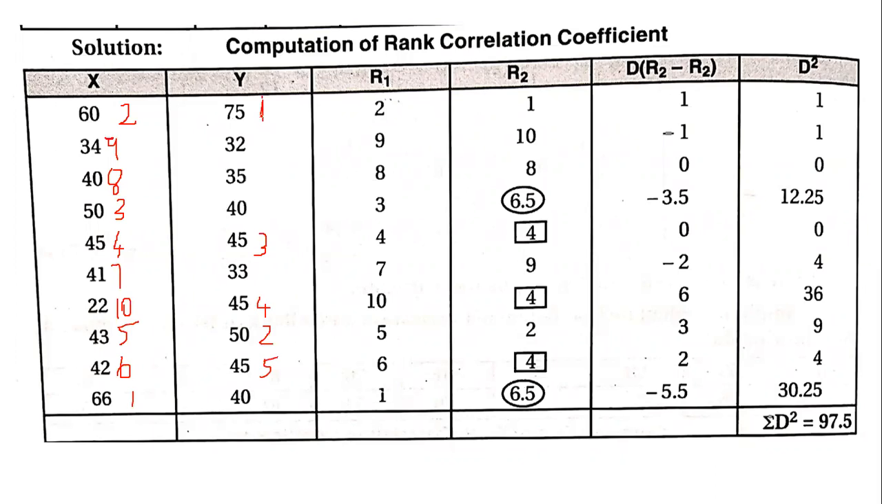Now if you see, the first rank is not repeated, so we have written it directly. Second rank is also not repeated, so we have written it directly. But if you see the next number, third, 4 and 5 is repeated. So what we are supposed to do, we have to take the average. So how to take the averages? Third rank plus fourth rank plus fifth rank divided by 3. We have 3 numbers, so divided by 3. If you do this calculation, you will get the answer as 4.